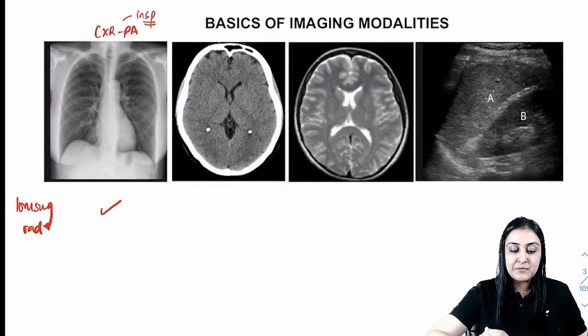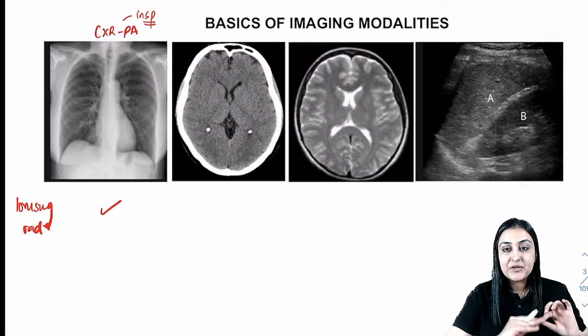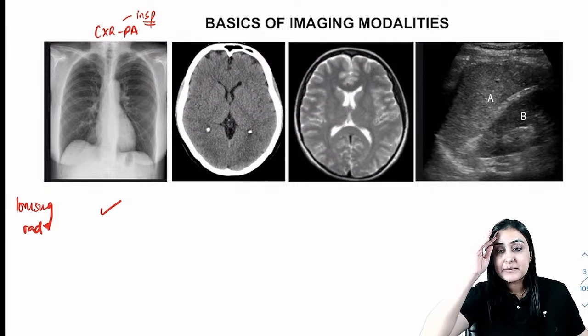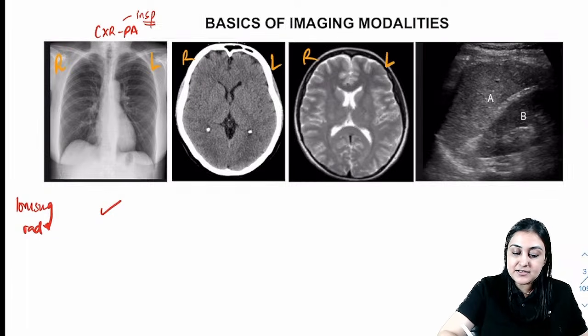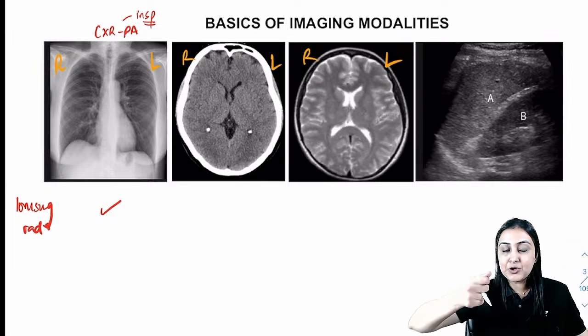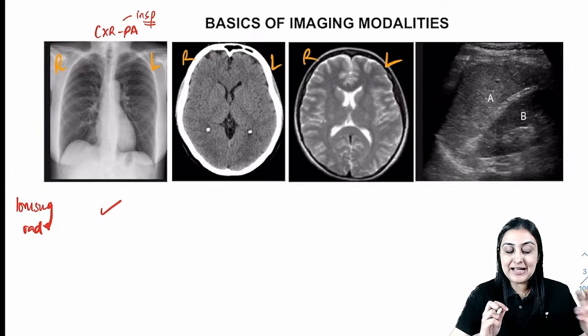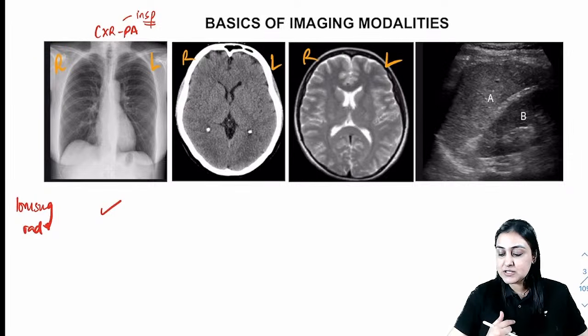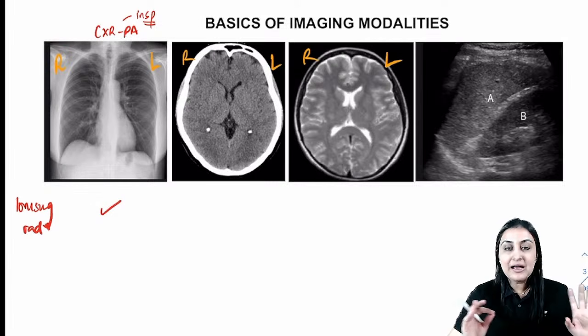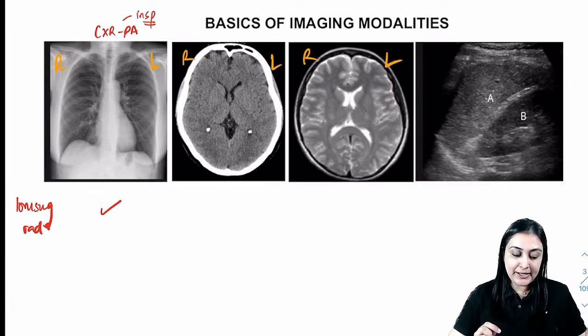For all of these modalities, keep in mind one thing, right and left. Nobody has to make a mistake in right and left. This is right, this is left. This is right, this is left. This is right, this is left. Ultrasound, it will depend on my probe position, so we can't generalize. But for any other modality, remember right, left, just imagine it's a person standing opposite to me and it's going to be right and left like that, okay?